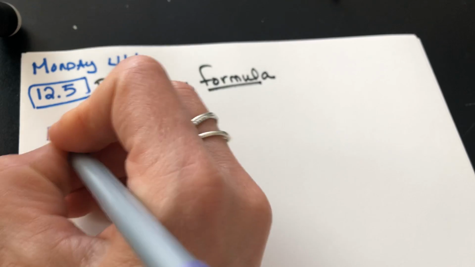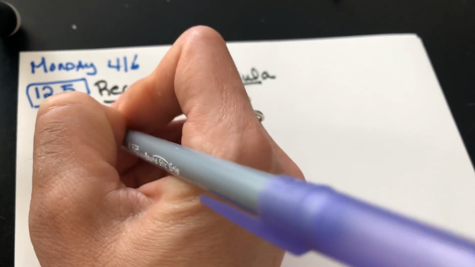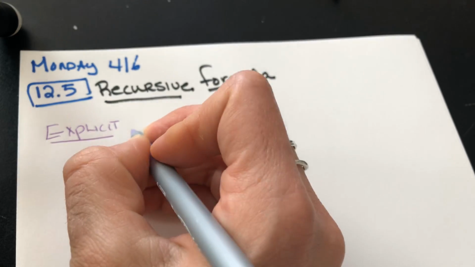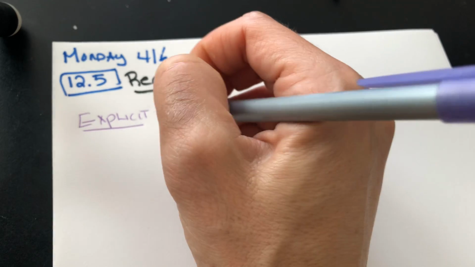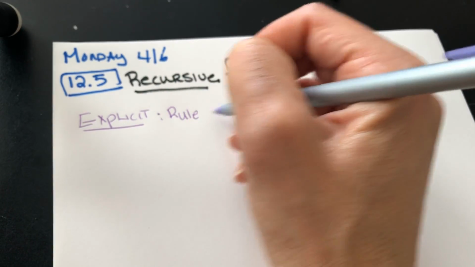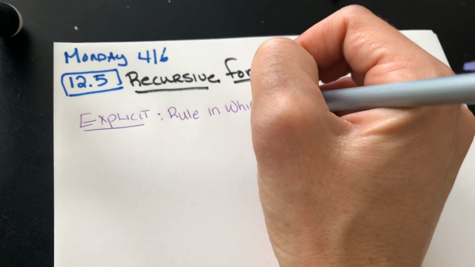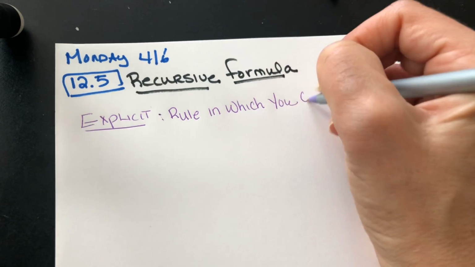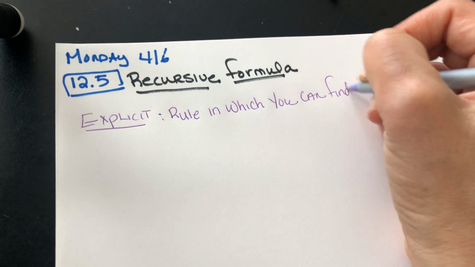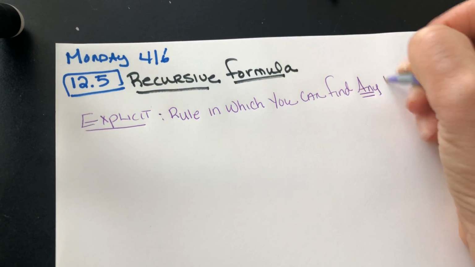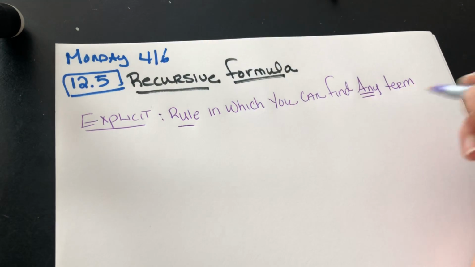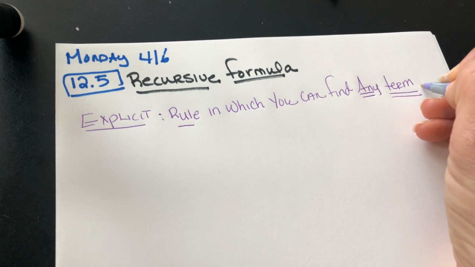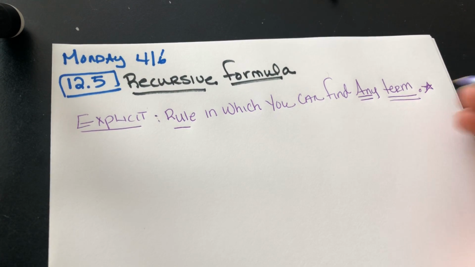So for explicit formula, let's go through that one more time. Or I should say, let's review what it means to be explicit. So an explicit formula is basically a rule in which you can find, we'll say, any term. As long as I give you the formula, or the rule, you can sub in any position, the 10th position, the 30th position, and you can find any term. Okay, so that's for explicit.